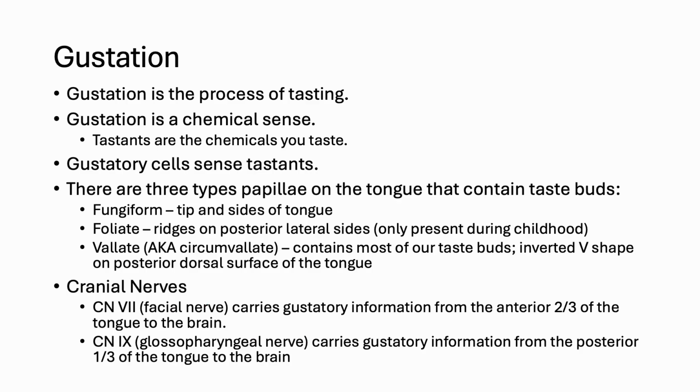So now we'll switch gears to another chemical receptor, which is in our process of gustation. So this is what allows us to taste the food we eat. And in olfaction, our chemical molecules were odorants. In gustation, they're called tastants. So it's still a chemical sense, right? Our sensory receptor cells are called gustatory cells.